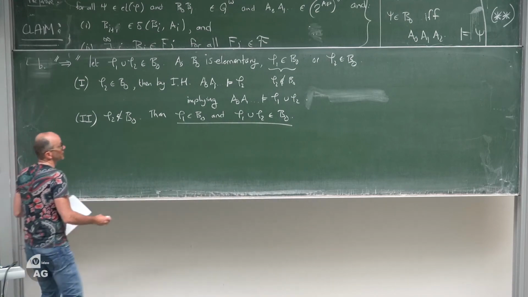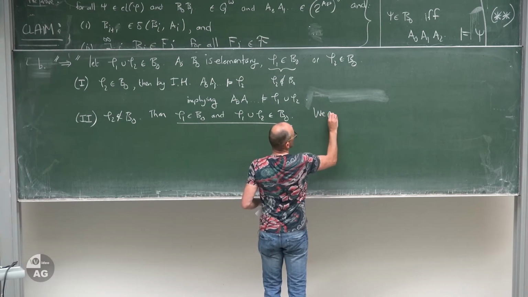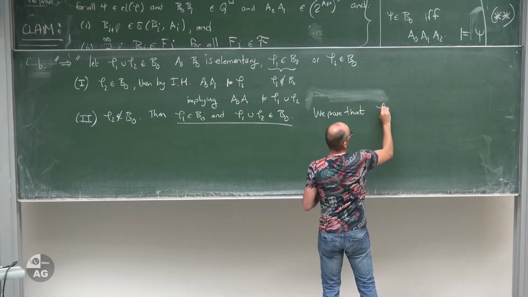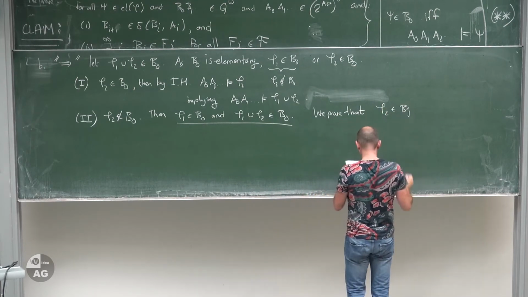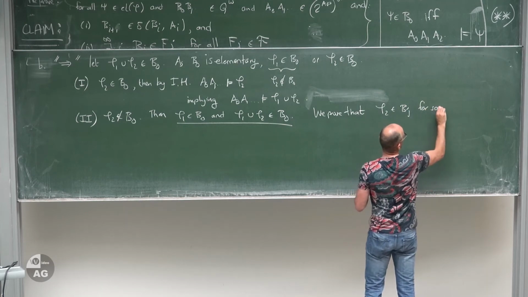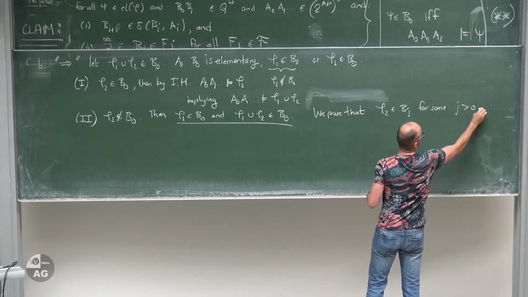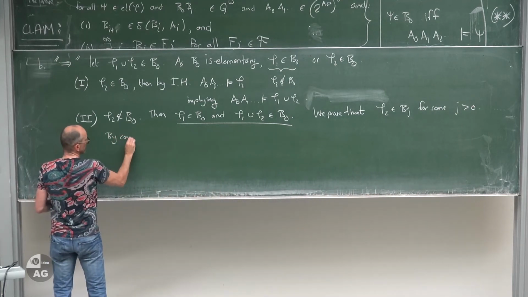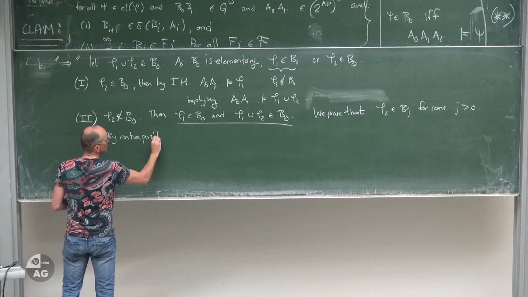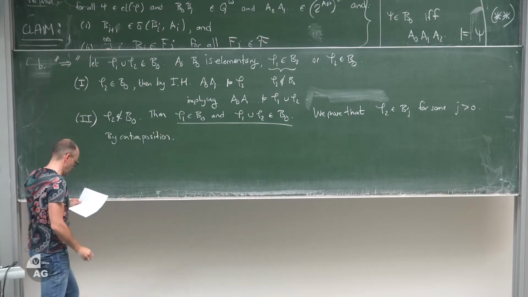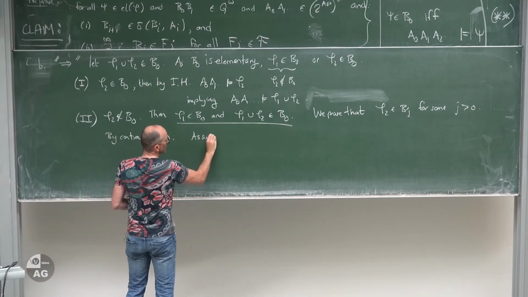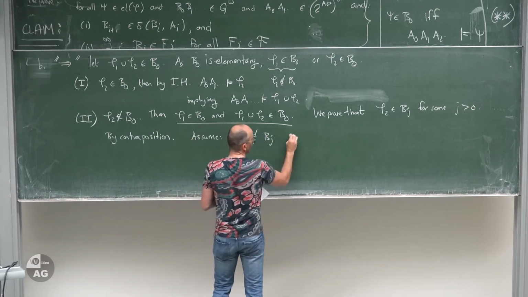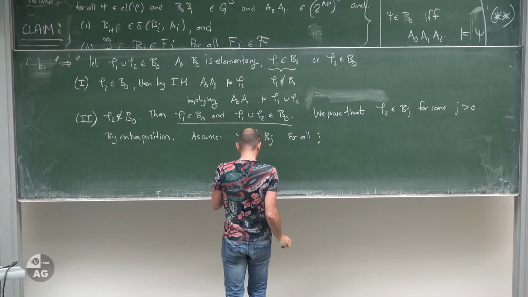Good. We prove that phi 2 belongs to B_j for some j larger than 0. And this is done by contraposition. Assume phi 2 does not belong to B_j for all j.